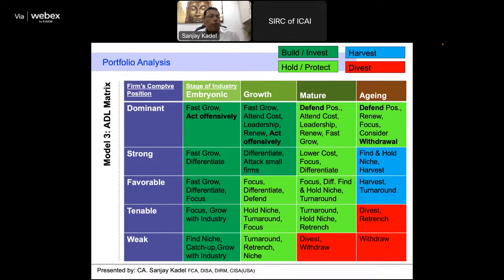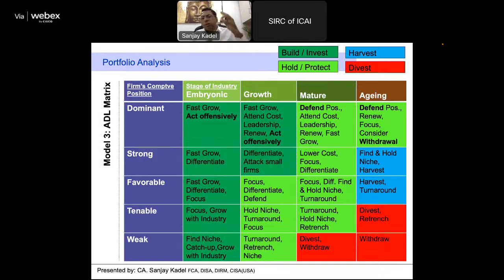It is equal to our product life cycle, where we say introduction, growth, mature, and decline. So instead of saying introduction, he is saying embryonic. Embryonic means taking birth. So it is equal to the introduction stage of an industry, then growth stage of the industry, then mature stage, and then aging.